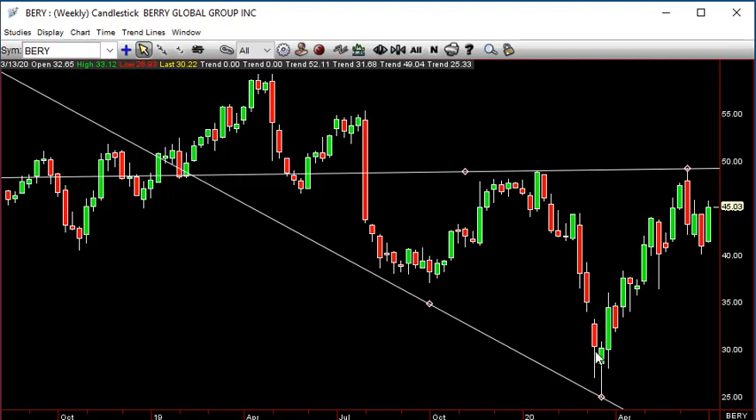What do we look for? We look for that. Take out one side of the range to the downside, then back. Here's your reversal off the lows. Here's an inside bar continuation and another one.